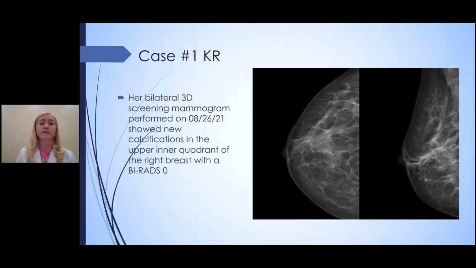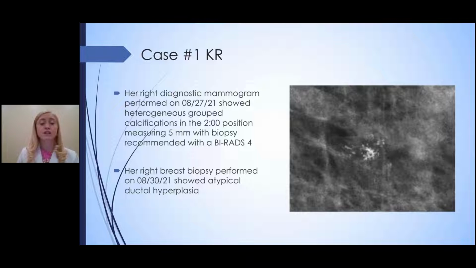So on her 3D screening mammogram, which was performed in August of last year, this showed new calcifications in the upper inner right breast and was given a BI-RADS 0. She was, of course, brought back for additional imaging. She had a right diagnostic mammogram on August 27th. This showed a heterogeneous group of calcifications in the 2 o'clock position, which measured 5 millimeters, and biopsy was recommended at that point with a BI-RADS 4.